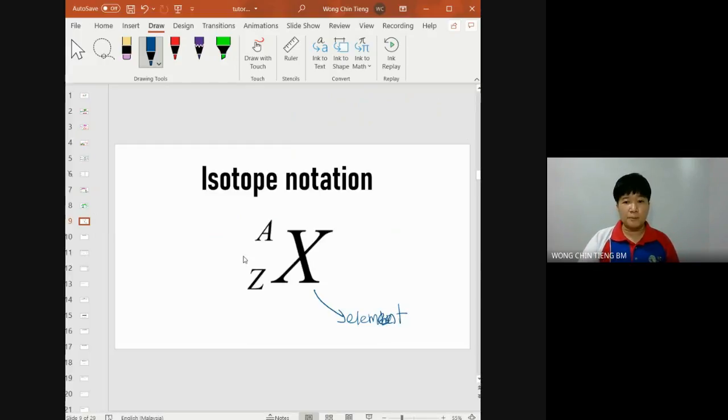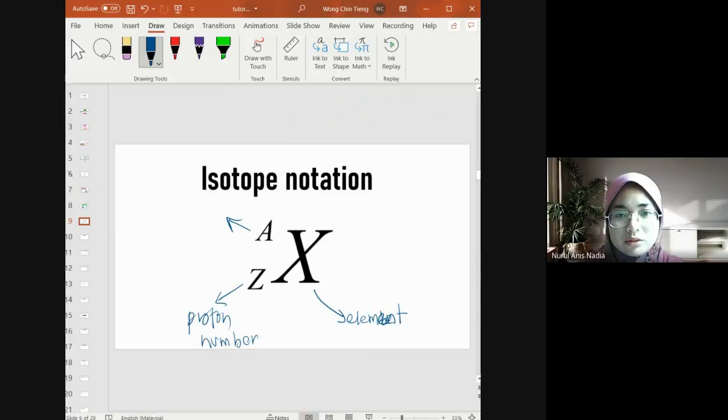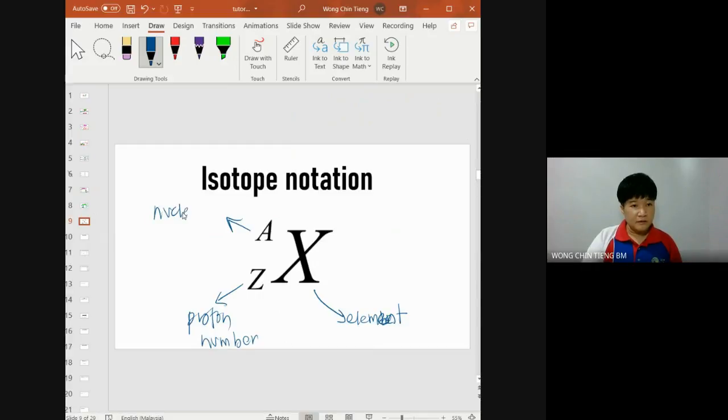Fatnin, which one is your proton number? Z. Z is the proton number. Okay, next. Anis Nadia, what is A? Nucleon number. Anis Nabila, where is my charge? Atas X tu, sebelah atas kanan. X, sebelah kanan. That is my charge.